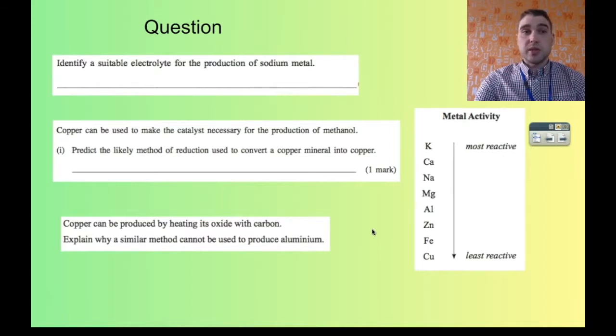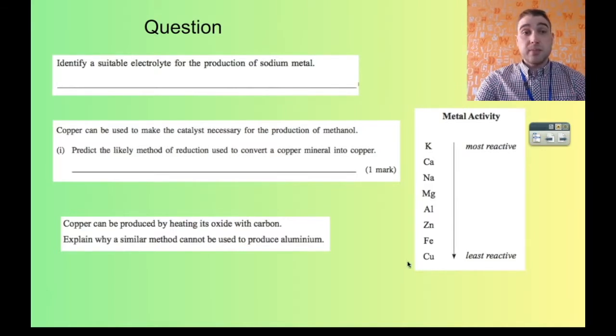So let's have a look at some questions. The first one says, identify a suitable electrolyte for the production of sodium metal. Sodium, if we look at a metal activity series over here, and I stole this from one of the exams, sodium is quite high in the activity series. Because it's quite high, you won't be able to use a sodium solution, so you can't use sodium chloride solution to do this. So you're going to need a molten salt. So molten sodium chloride would be a good electrolyte for the production of sodium, for example.